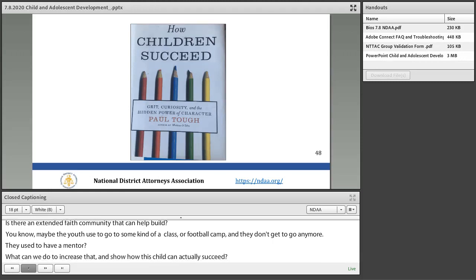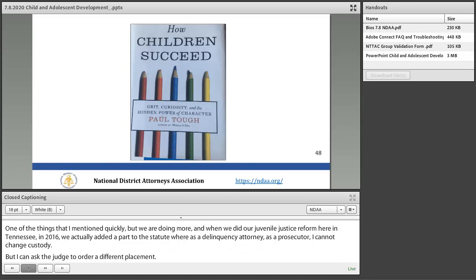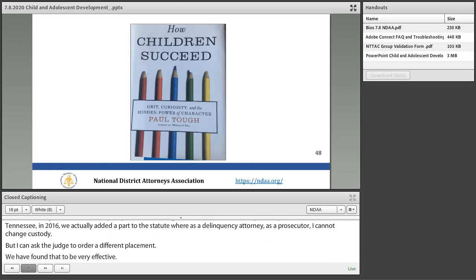One of the things that I mentioned quickly, but we're doing more, is that when we did our juvenile justice reform here in Tennessee in 2016, we actually added a part to the statute where as a delinquency attorney, as a prosecutor, I can't change custody, but I can ask the judge to order a different placement. And we have found that to be very effective. So when you have a mom and a stepdad and a sister and a grandmother, and the kid does really well at grandma's house or does really well at stepdad's house, during that term of probation, we've gone ahead and said he needs to live at the stepdad's house.